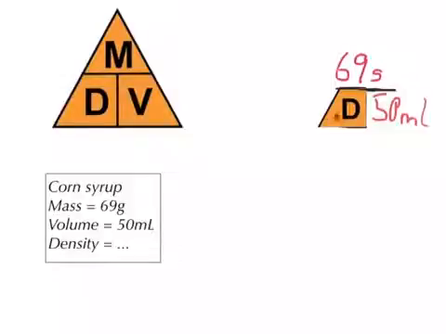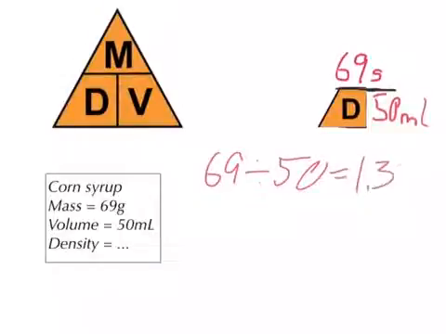Now, to solve for the density of the corn syrup, we're going to have to divide 69 grams by 50 milliliters. Now, the answer to this would be 1.38 grams per milliliter.